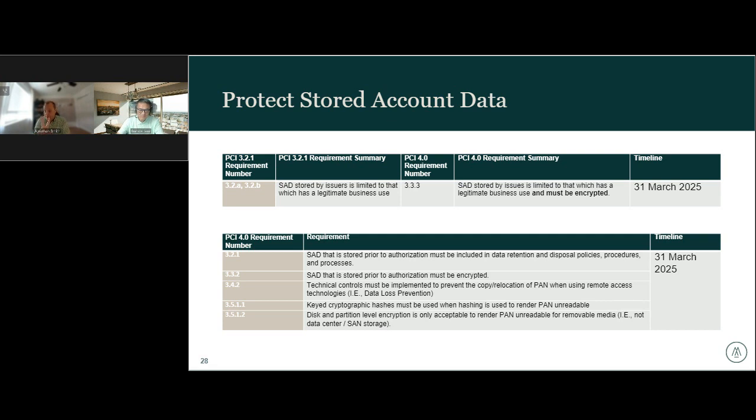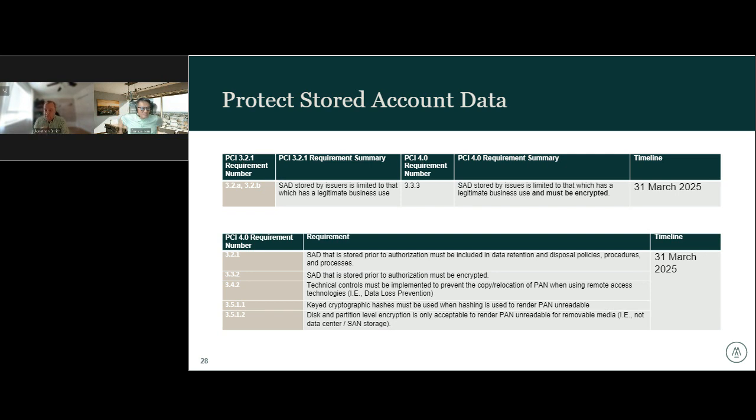So we really have two dates that y'all need to be watching out for. There are some requirements you have to adhere to immediately upon 4.0 being in place in 2024, but then there are some that are still future dated. And then moving on with the new requirement 3.4.2, I'm calling this one a data loss prevention control. This one is where you need to implement technical controls that will prevent the copy or relocation of PAN, which is the credit card number, when using remote access technologies.